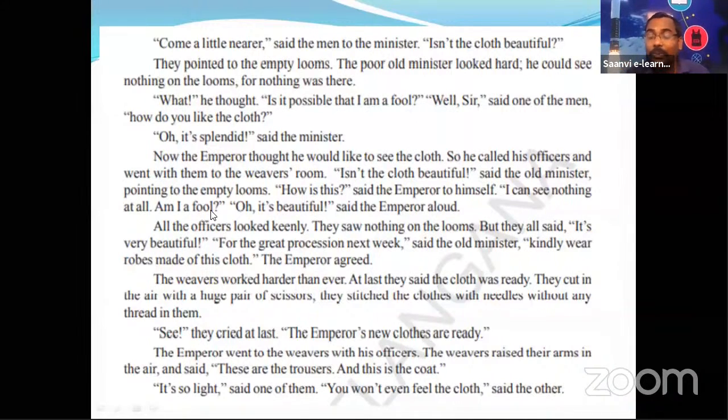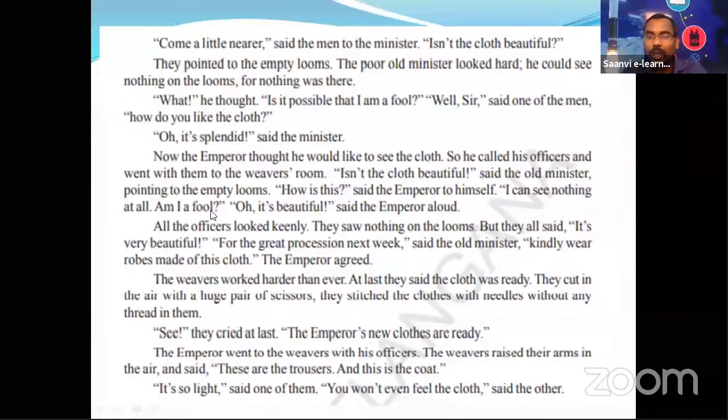Then the emperor also said, oh, it looked very beautiful. All the officers looked keenly. They all observed keenly. They saw nothing on the looms, but they all said, it's very beautiful. It's very beautiful. For the great procession next week, said the old minister, kindly wear robes made of this cloth. The emperor agreed.